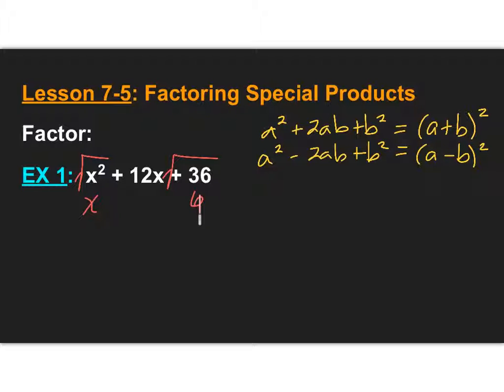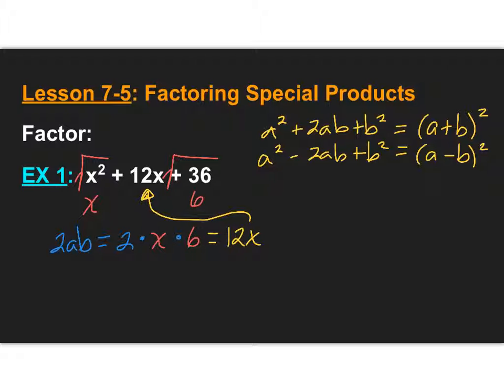That does not mean it's a perfect square trinomial. We have to test it. So we're going to test it using the 2ab. So I've got 2ab equals 2 times, and I'm going to multiply by my a, which we found to be x, and my b, which we found to be 6. This happens to give me 2 times 6 is 12, times the x gives us 12x. That 12x does indeed match the middle term.